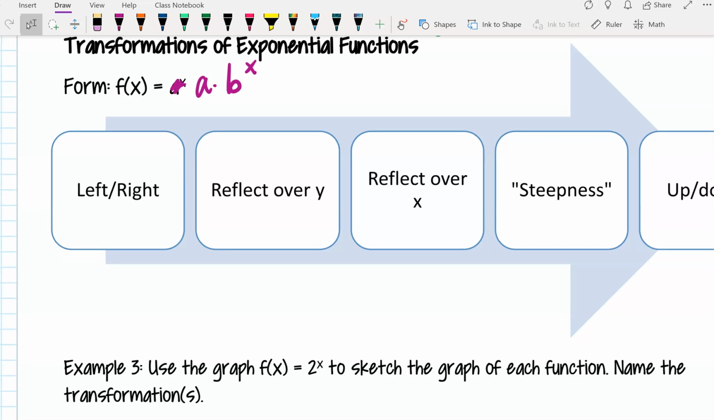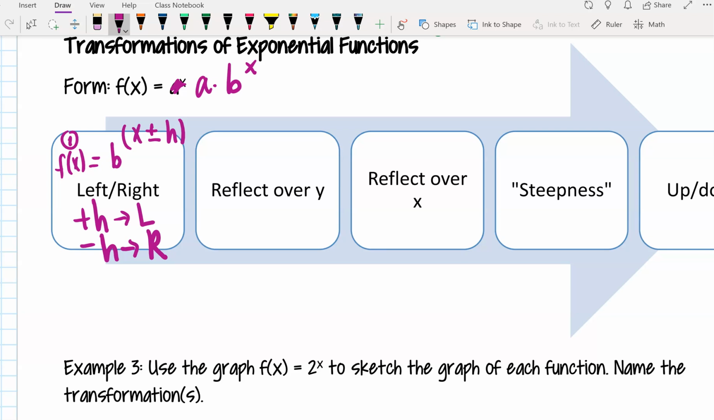So for the first one, this is step one. This is where our function is equal to our base, and then we have x in the exponent, and you either have a plus or you have a minus, and then you would have some point, we'll just keep it as h. So remember, a plus h means you're moving left, a minus h means you're moving right, okay?